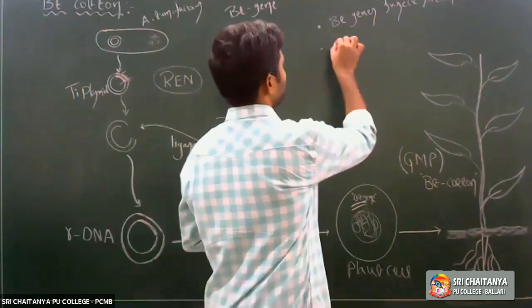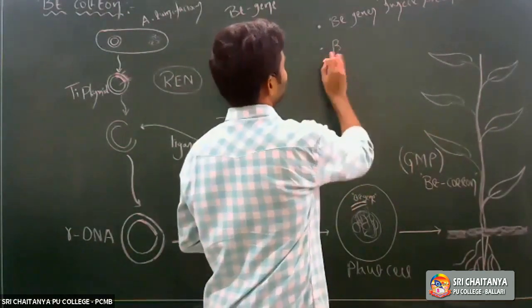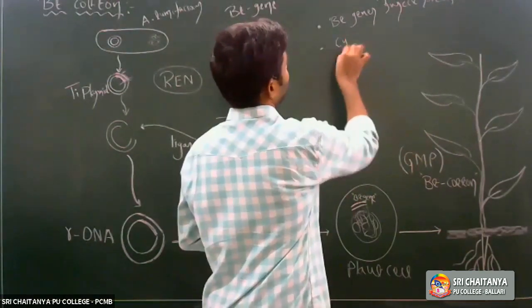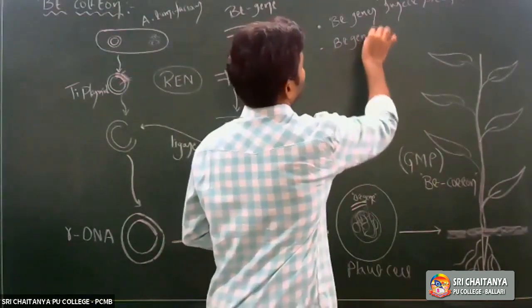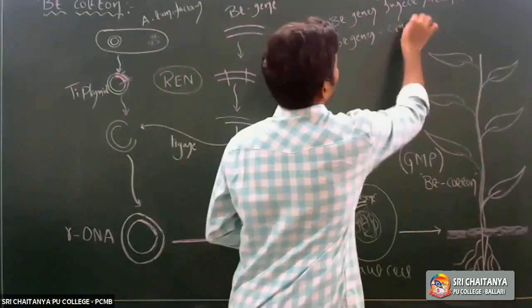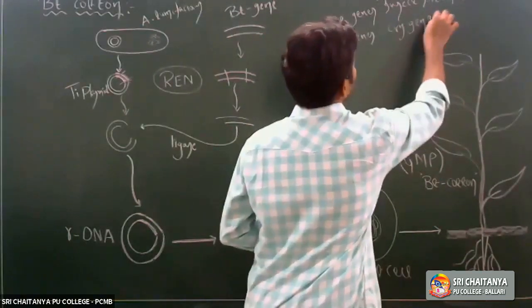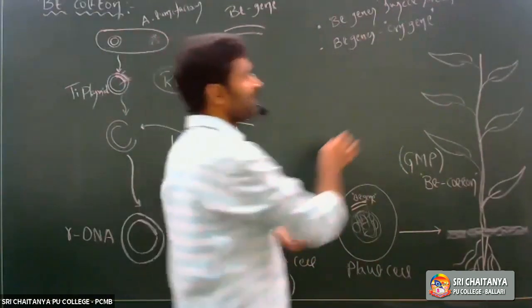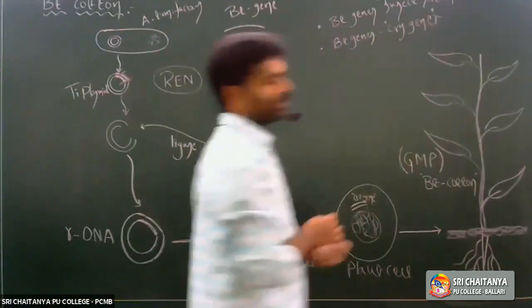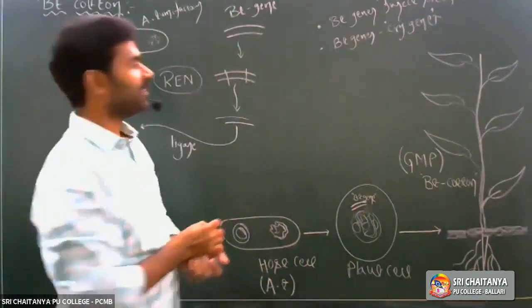For example, cry genes. Actually, Bt genes are called cry genes. Why do we call them cry genes? They produce Bt crystals. That's the reason Bt genes are considered cry genes. So those cry genes are species specific.